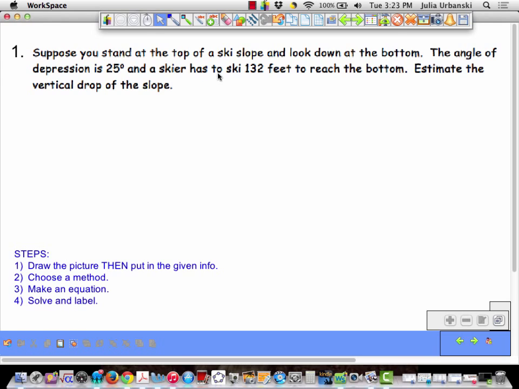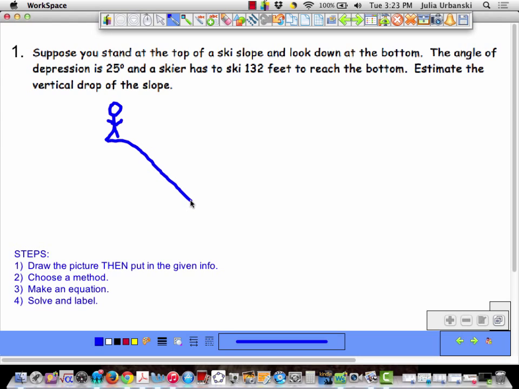So suppose you stand at the top of a ski slope and you look down at the bottom. So you're standing up here at the top. This is you. And you're getting ready to ski down and there's a slope and then you go to the bottom of the hill. All right, the angle of depression is 25 degrees. That means the angle looking downwards. So this is where you are. There's an imaginary line of sight going straight across, and the angle of depression goes down from there. And it says that the angle of depression is 25 degrees. So we'll put 25 right there.